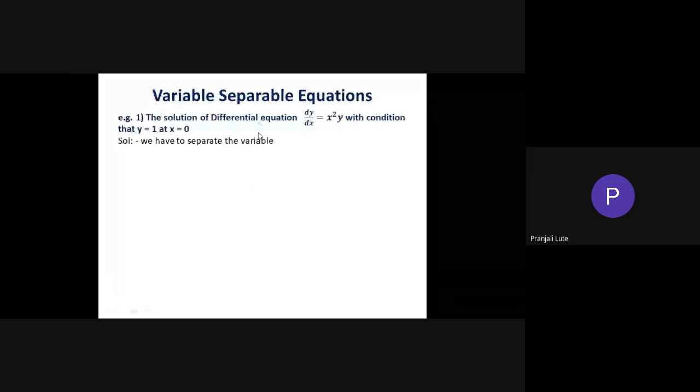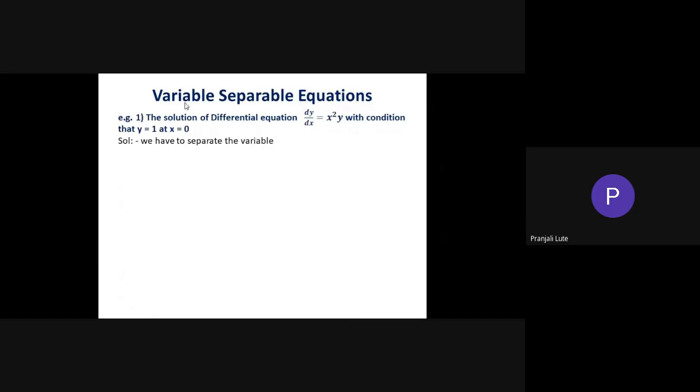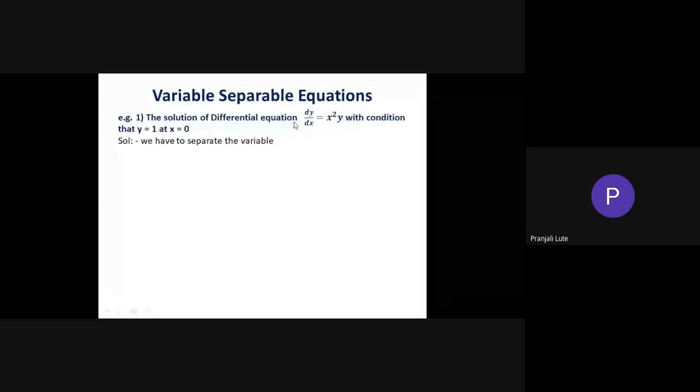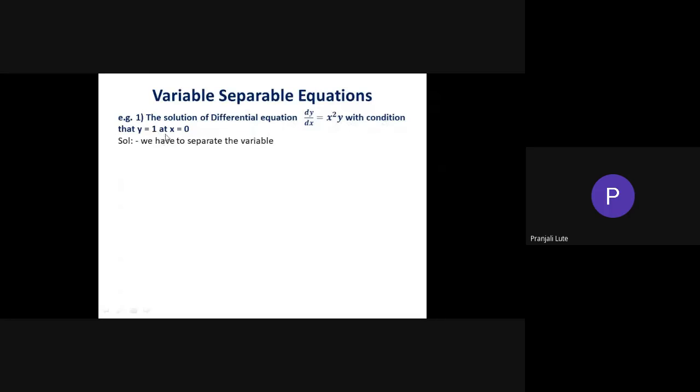So let's see some examples of variable separable equations. Variable separable equation means we have to separate the variables. For this we take one example: the solution of the differential equation dy by dx equal to x square y with the condition y equal to 1 at x equal to 0.